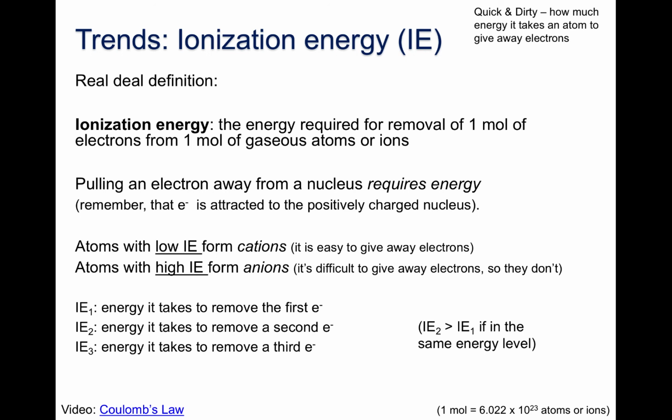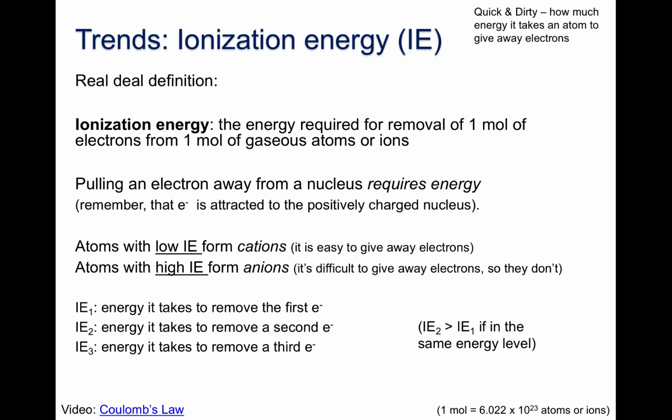And so electrons are attracted to the positively charged nucleus. And if you want to take an electron away from an atom, it's going to require some amount of energy in all cases. Some atoms, it takes less energy. With other atoms, it takes more energy. And that's what the ionization energy relates to.